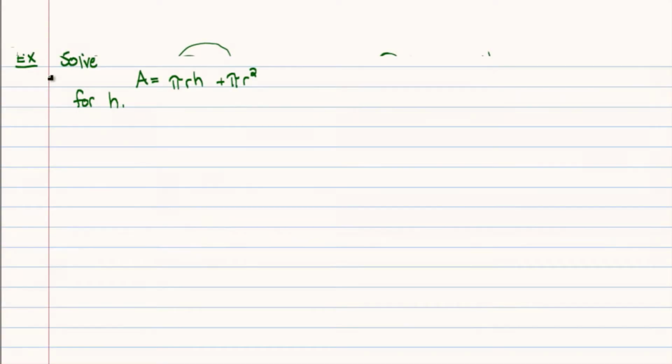Let's go ahead and solve A equals pi r h plus pi r squared for h. Well, the first step we want to do is clean up the sides, but if you take a look at the problem, there are no like terms. There's no parentheses on the right hand side, nor are there any on the left. And on the right hand side, you can't just add these two objects together because they're not the same exact thing. So there's really nothing I could do.